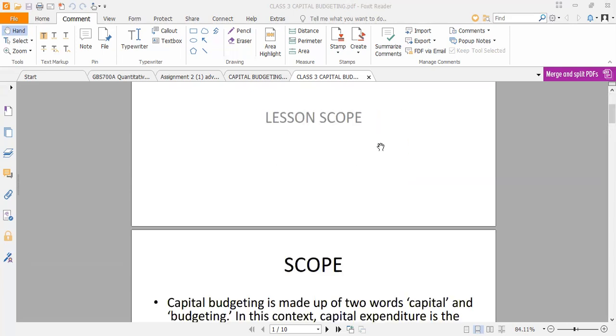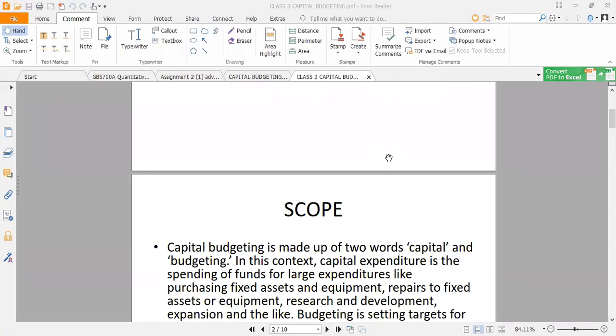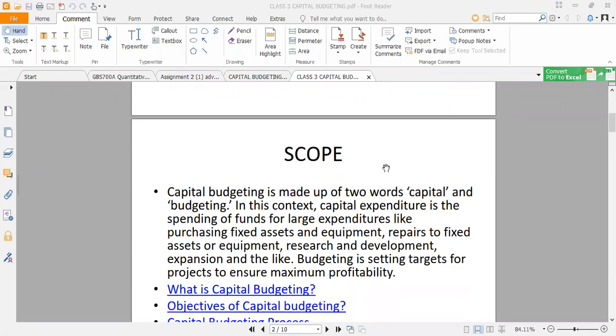As we look at the lesson scope, capital budgeting is made up of two words, capital and budgeting. In this context, we're talking about capital expenditure. You want to buy an equipment to use in business. Would that be worthwhile for you to invest in that equipment? Are you going to get your money back? So that's what it means when you're looking at appraising an investment, which is capital budgeting.